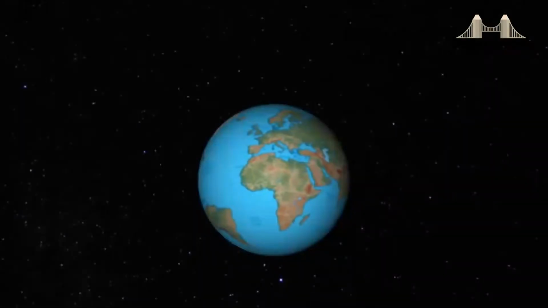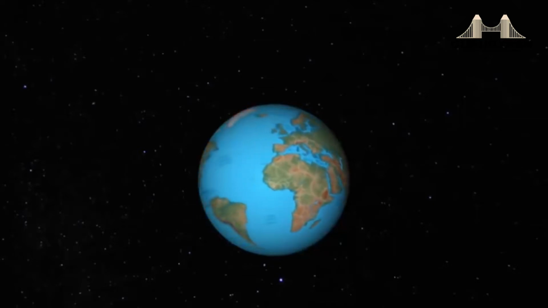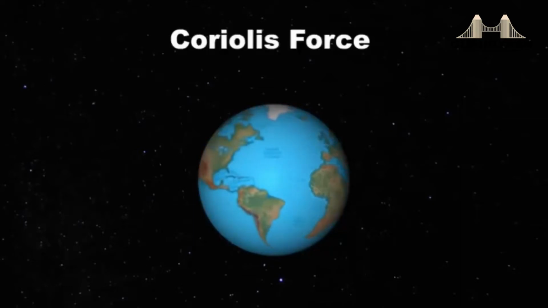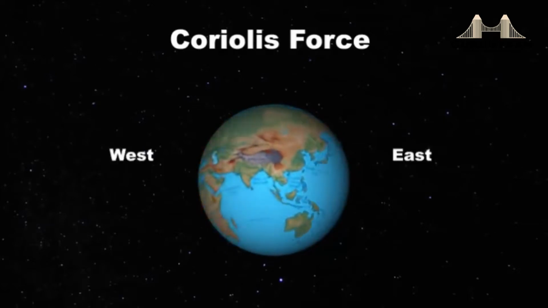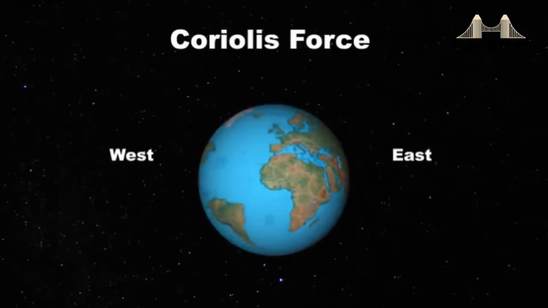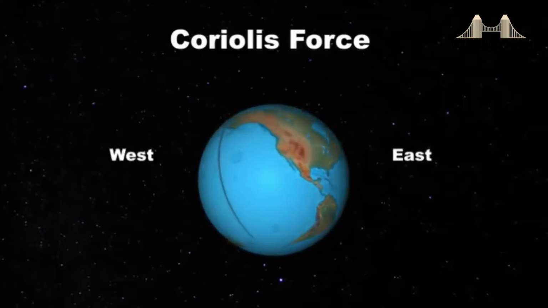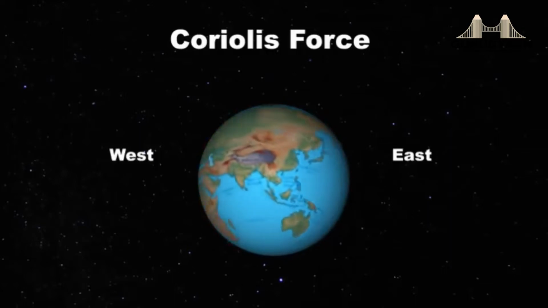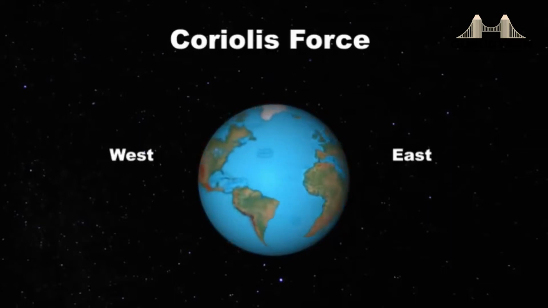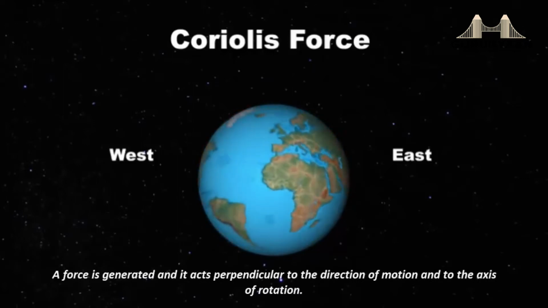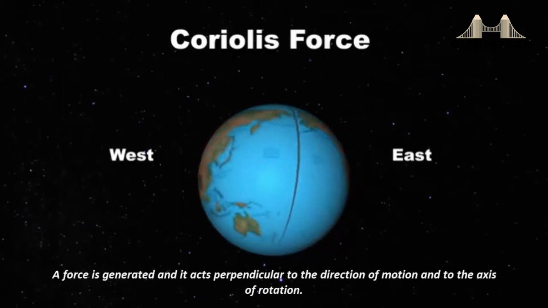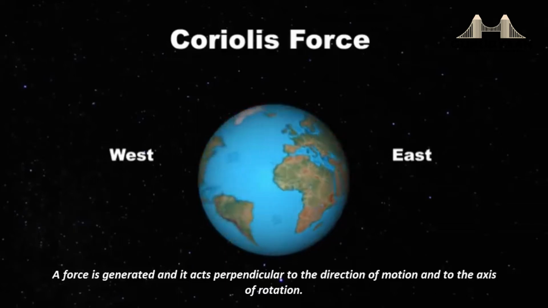While all of this happens, there is another important phenomenon which comes into the picture. It's called Coriolis force. The Earth rotates towards the east, and that's why the sun, moon, planets and stars all rise in the east and go towards the west. Due to the rotation of the Earth, there is a force that is generated and it acts perpendicular to the direction of motion and to the axis of rotation.